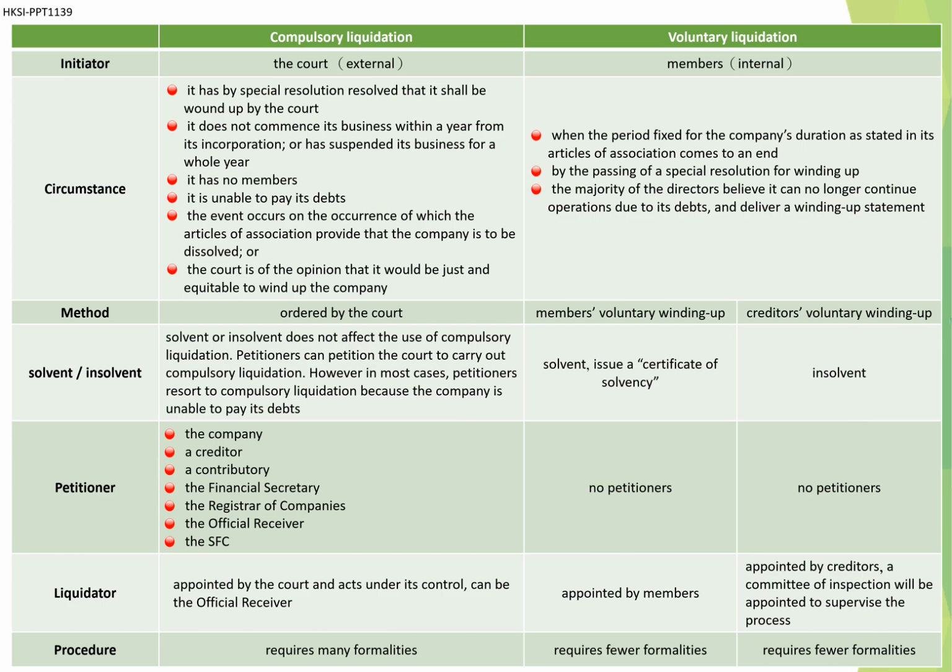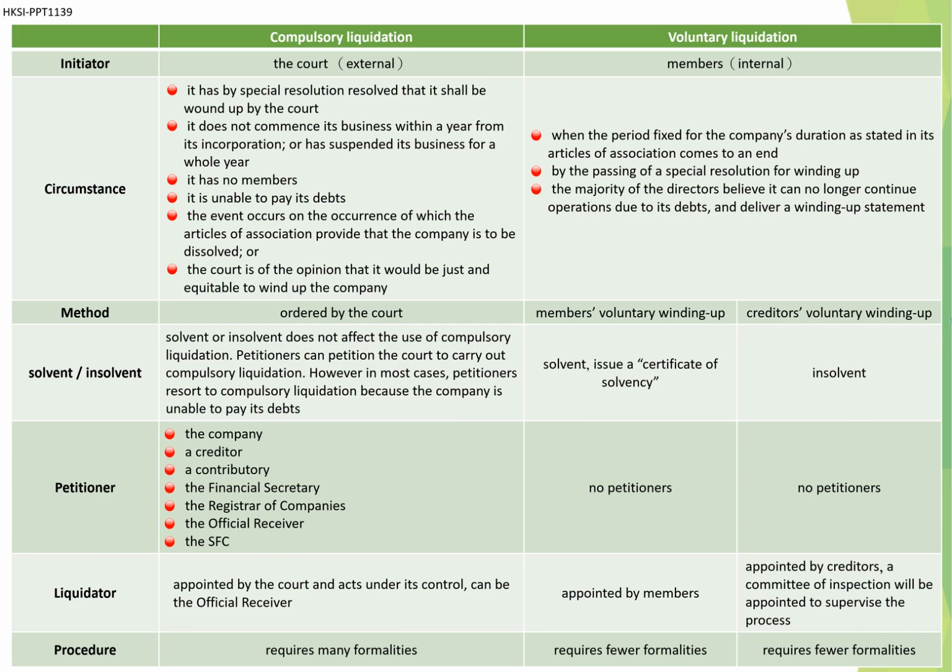Under what circumstances will voluntary liquidation occur? For example, when the period fixed for the company's duration as stated in its Articles of Association comes to an end, or the decision to wind up the company is made through a special resolution at a general meeting. The reason for liquidation is not important. What matters is that 75% of shareholders agree to dissolve the company. Or, if a majority of the directors believe the company can no longer continue operations and deliver a winding up statement to the registrar, voluntary liquidation can be carried out. Of course, in this case, it is usually due to insolvency.